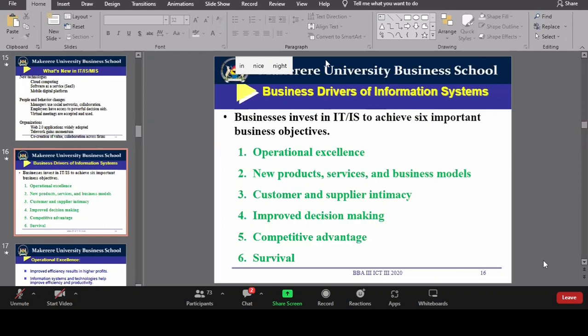What are the business drivers of IS? There's something called operational excellence: the need for organizations to be the best at the operations. Number 2, new products, services, and business models. Every now and then, organizations must be able to innovate around the product lines, the service lines, and business models. Okay. Competitiveness in the industry.